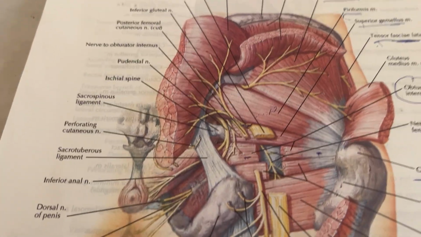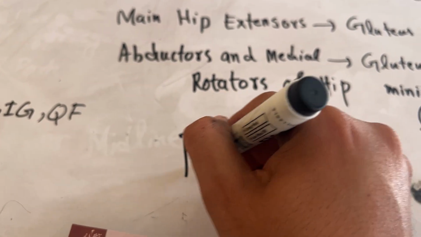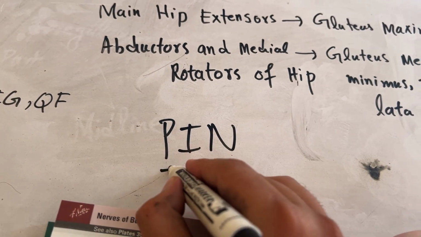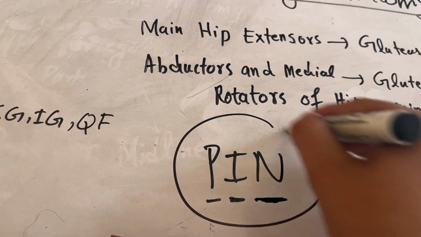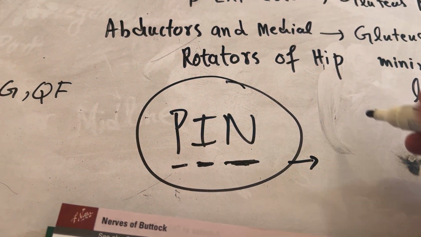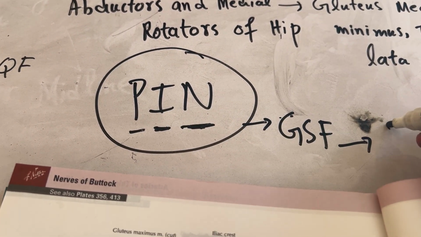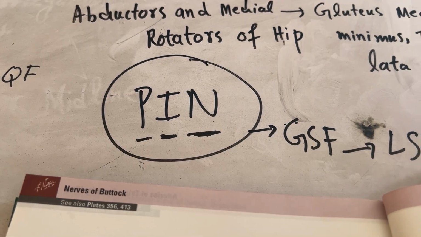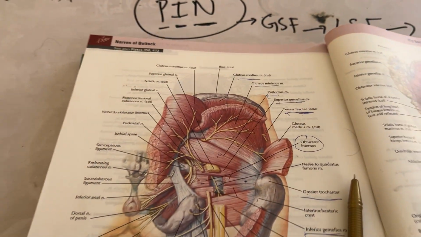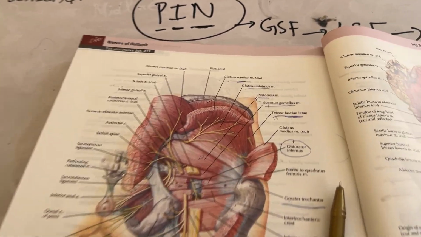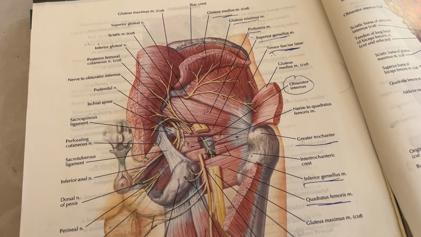you can memorize with the simple acronym PIN. Pudendal nerve, internal pudendal vessel, and nerve to obturator internus. These structures pass from the greater sciatic foramen into the lesser sciatic foramen to enter into the pelvis. Okay, so you must memorize it. Okay, so these are the nerve supply.